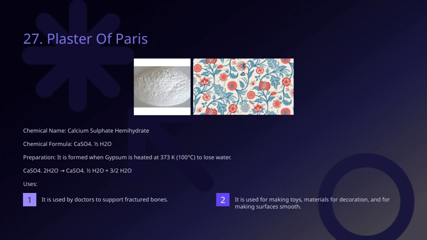So how is it made? Well, the chemical formula is CaSO4·½H2O, which is calcium sulfate hemihydrate. It's produced by heating gypsum at about 373 Kelvin or 100 degrees Celsius to remove water and form this powder. When mixed with water, it quickly sets into a hard substance, making it ideal for casts and molds. Its ability to harden fast and support structures makes it really valuable in various applications. Overall, plaster of Paris combines chemical properties and practical uses, connecting science with everyday needs, whether in art, decoration, or healthcare.